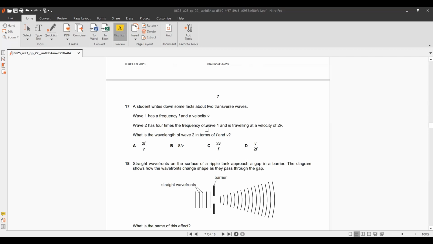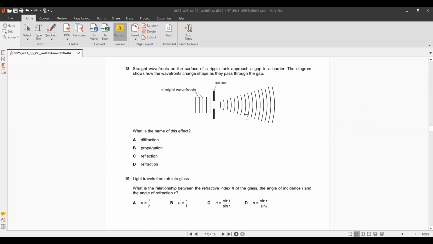What is the formula for wavelength? पहले मुझे ये बताएं. Speed over frequency. v is equal to f lambda and lambda is equal to v over f. If they have said the frequency has increased by 4, and speed has increased by a factor of 2, so what would be the answer? 1 by 2. Option number D.